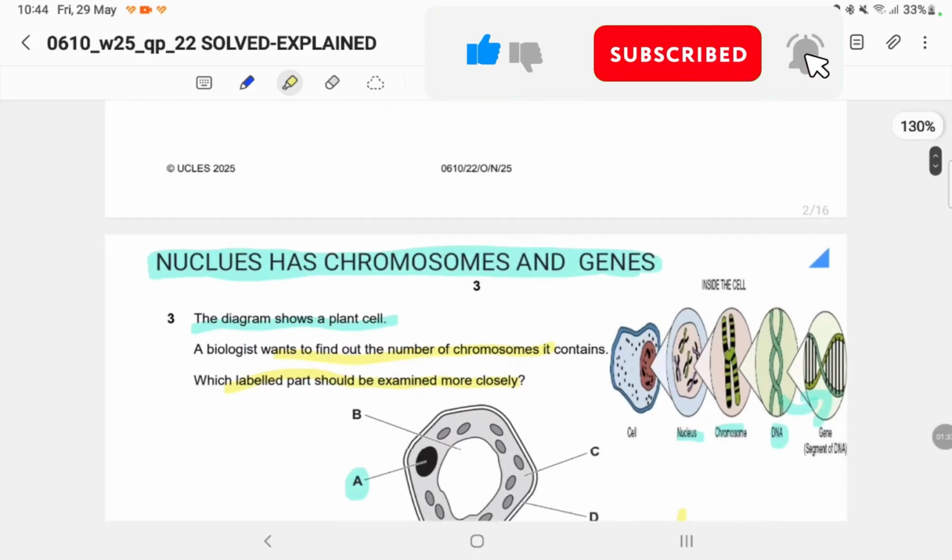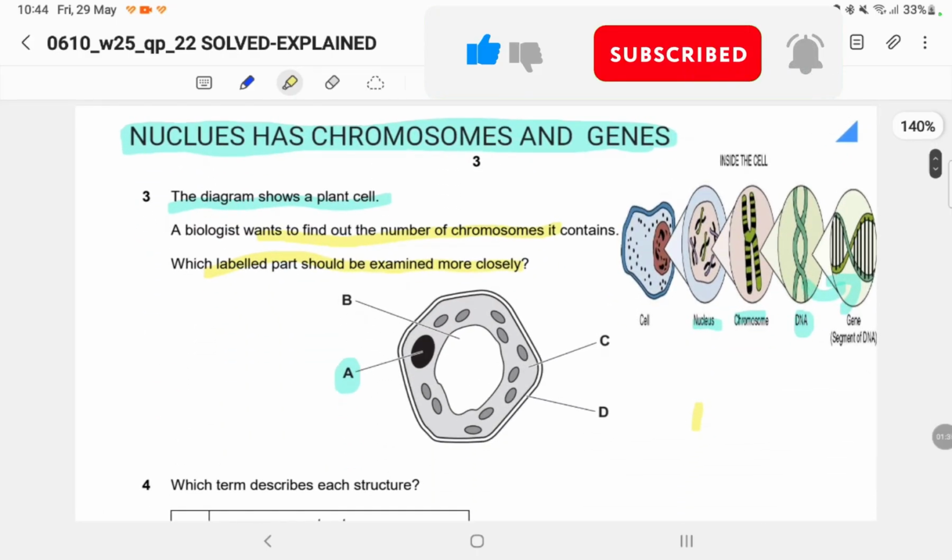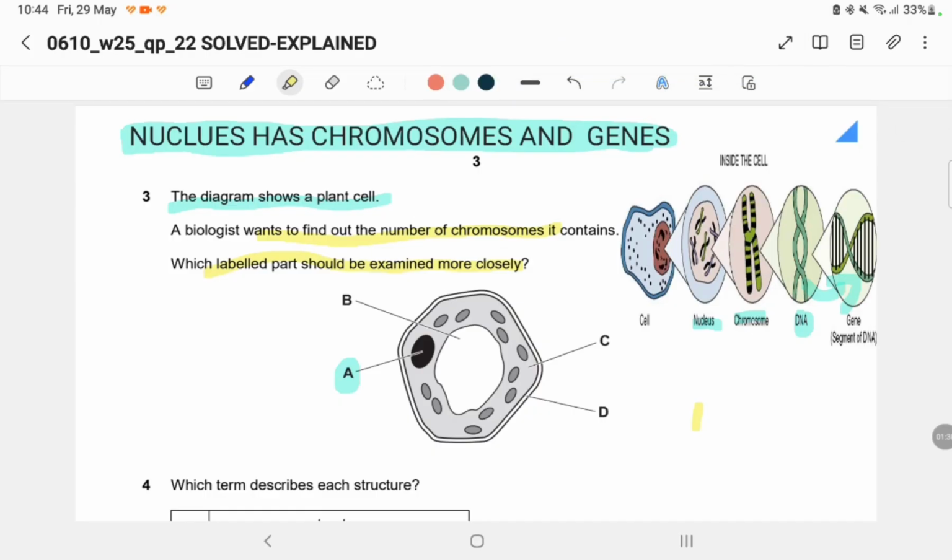answer will be B. Now moving on to the next question, the diagram shows a plant cell. A biologist wants to find the number of chromosomes it contains. Which labeled part should be examined more closely?